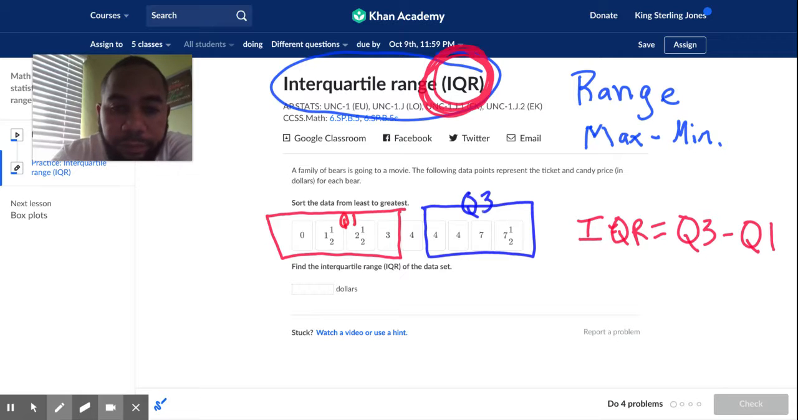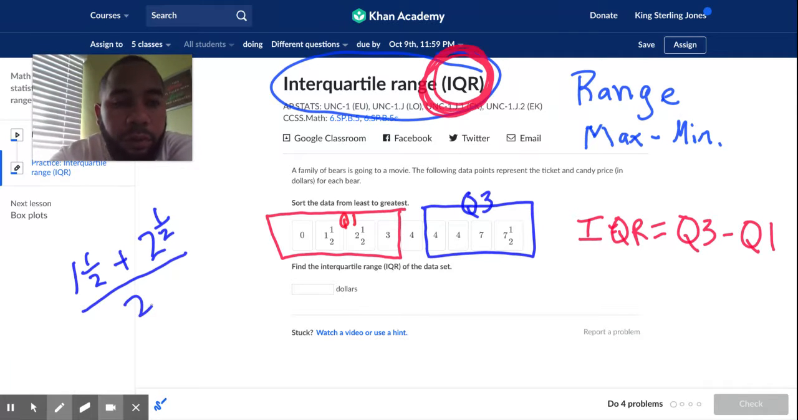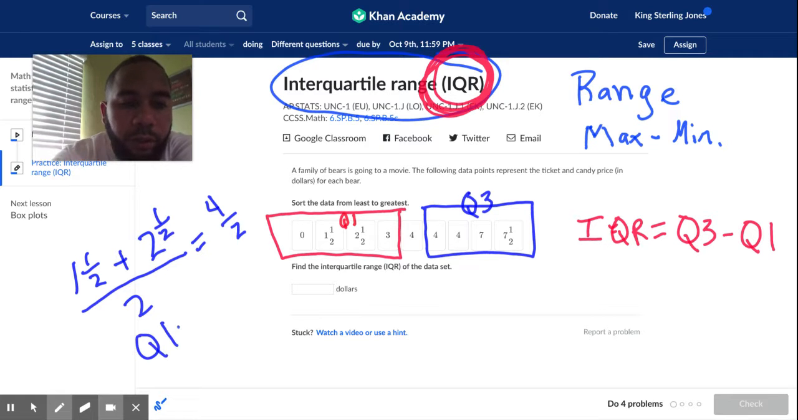So how do we find it? Q1 is easy. That's going to be 1.5 plus 2.5 divided by 2. Well, 1.5, just think 1 plus 2 is 3. A half plus a half is another one. So 3 plus 1 is 4. 4 divided by 2. And so Q1 is equal to 2.